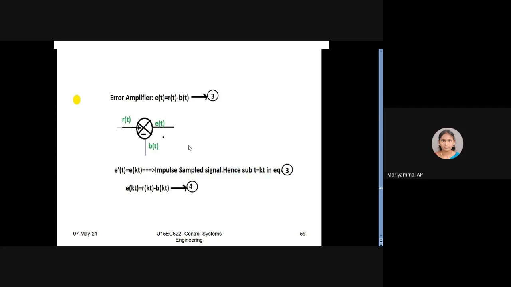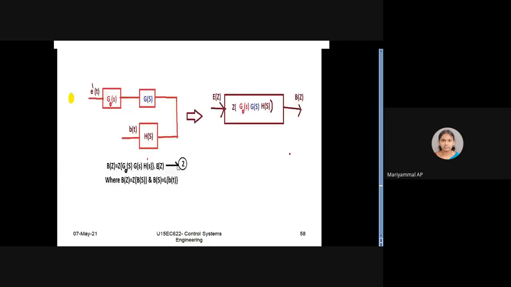Then what is that? Let me take E dash of t. So E dash of t means what? E dash of t is equal to E of kt. What is that E of kt? That means the error signal is taken after sampling. The error signal is taken after sampling.